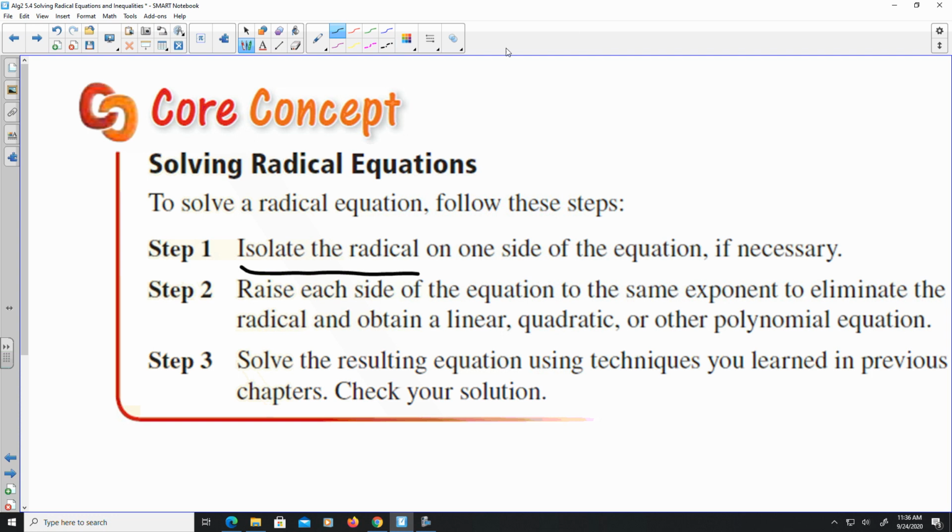The next thing you're going to do again is raise it to that power. That power will then eliminate those things, and then we can check our solutions from there.